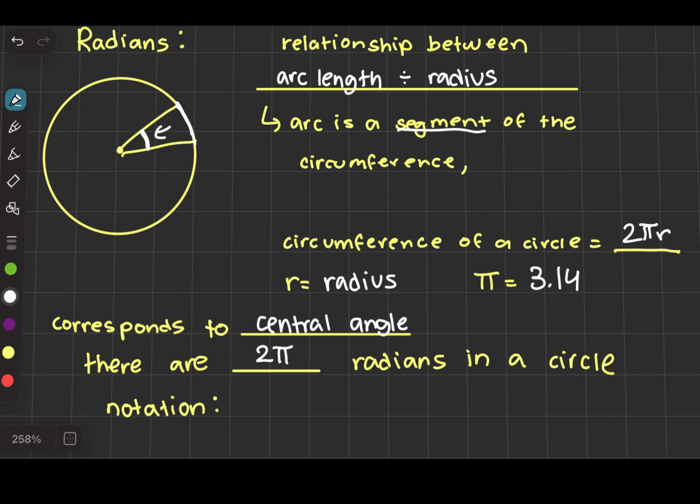Now with all this given information, we can determine that there are 2 pi radians in a circle, because we know that to find the circumference, we substitute our r value, which is 1. We take this arc length of 2 pi and divide it by our radius of 1, giving us 2 pi. Alright, so for notation, I'm going to take the example of pi over 6, and this will be simply written as RAD.